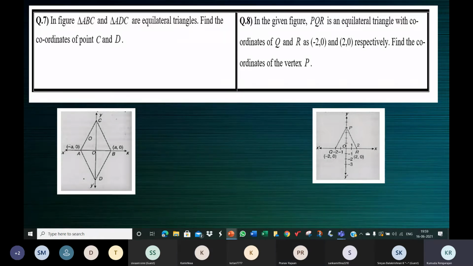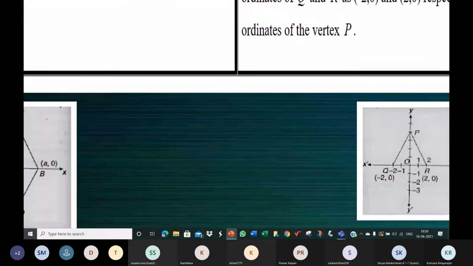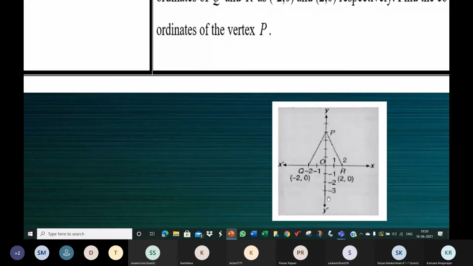Question number 8, what is the length of the side of the triangle PQR? 4, ma'am. 4, because 2 plus 2. You can see it here. See here, this is 2. From here to here, 2 units. From here to here, 2 units.